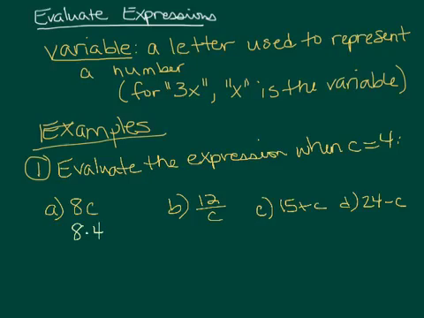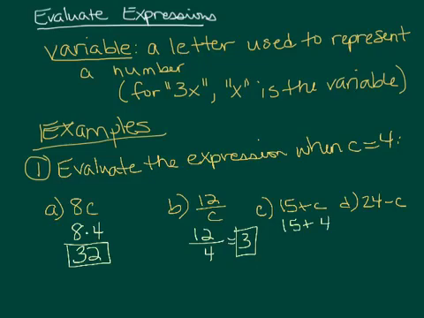So 8c means 8 times c. So we're going to change that to 8 times 4, which gives us 32. You do the same for the rest of them. So 12 over c is going to be 12 over 4. That gives us 3. 15 plus c, we replace the c, we get 4 in the c, and we end up getting 19. And the same thing for part D.